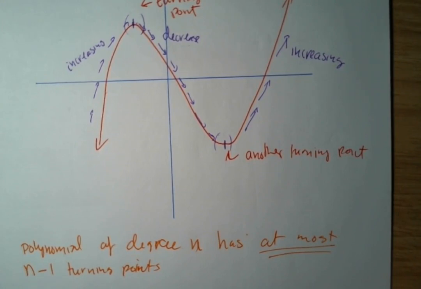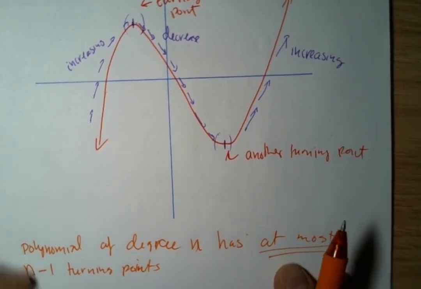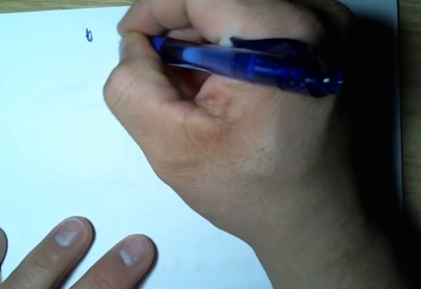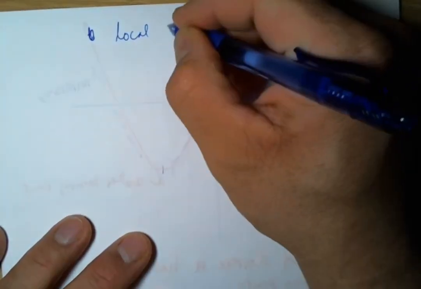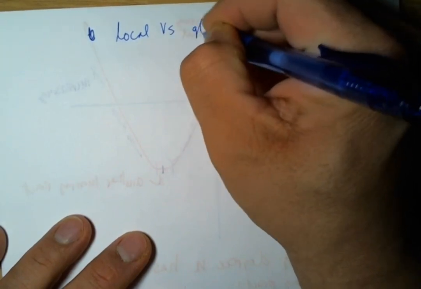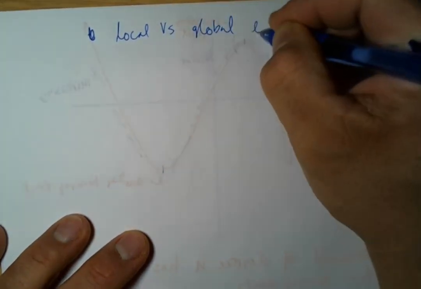Okay, the last thing to cover here is this idea, which I hinted at in the previous example: local versus global extrema.